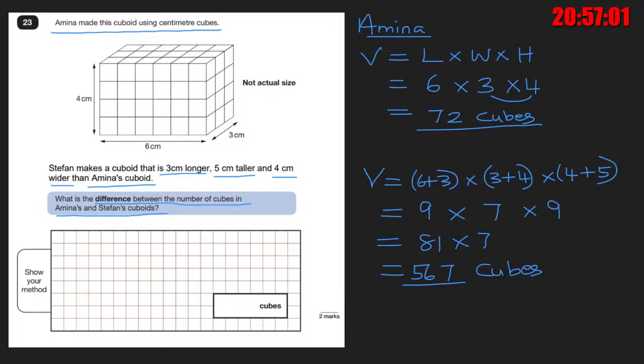567 cubes, right? So now what we want to do, 567 cubes, take away 72, and take away 7, take away 2 is 5, and 5 goes into 4, and this is 16, take away 7 is 9, and 495 cubes is the correct answer. Right? Perfect. Ashlyn got it right. Hamza got it right. Jill got it right. 72. Perfect. Make sure you read the question and you can do this one.